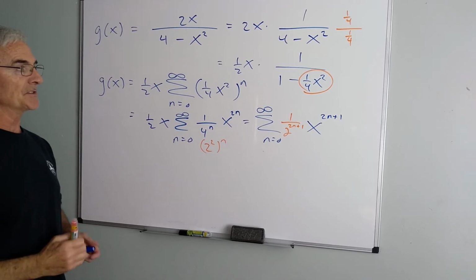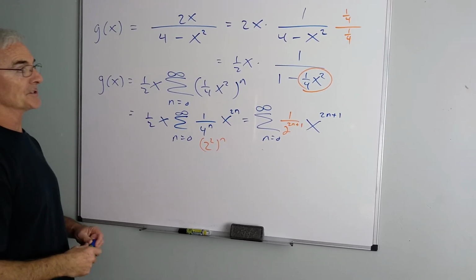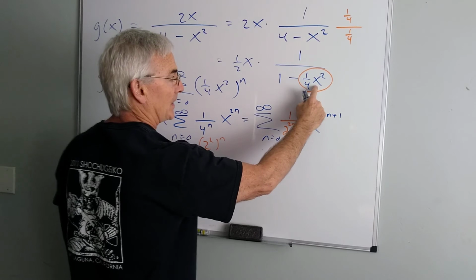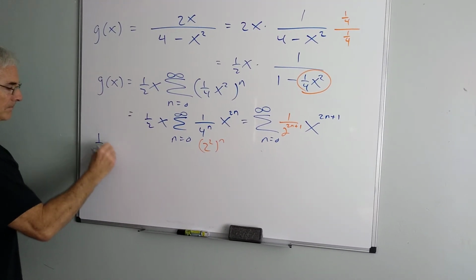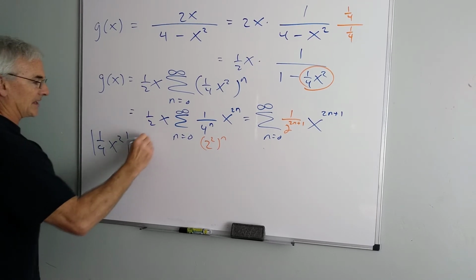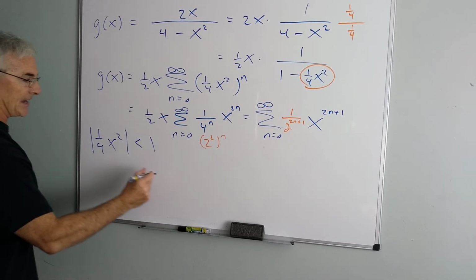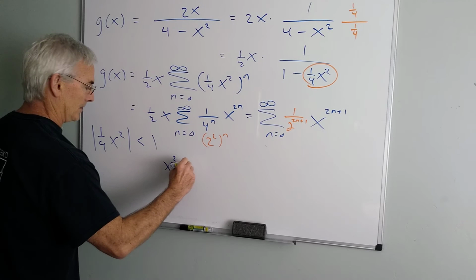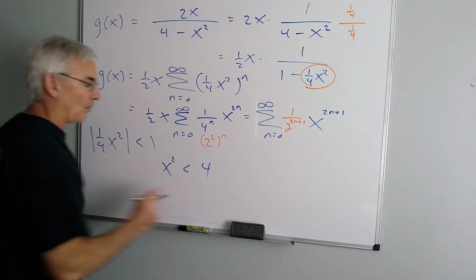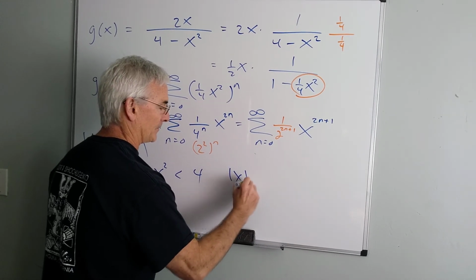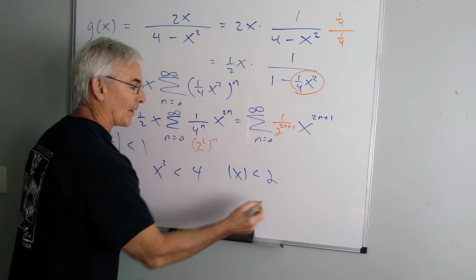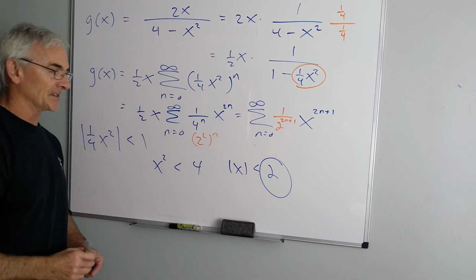So the last thing to consider is what is the radius of convergence of this power series. So I need all values of x where this quantity here in absolute value is less than 1, which would be the same as saying when is x squared less than 4, which is when the absolute value of x is less than 2. So our radius of convergence in this case is 2.